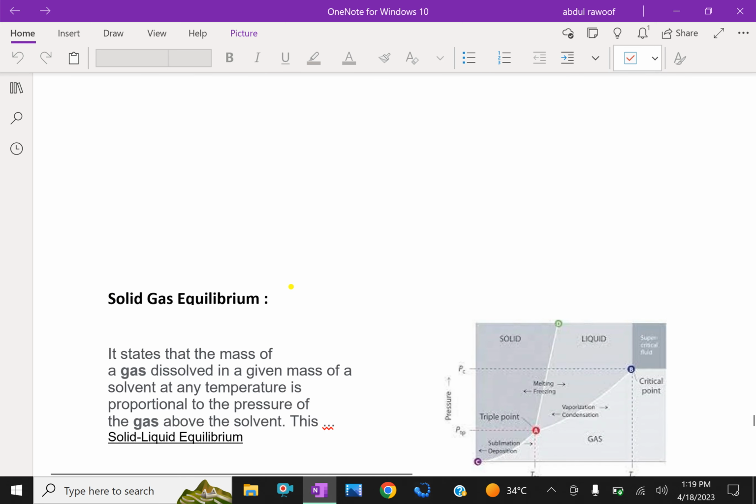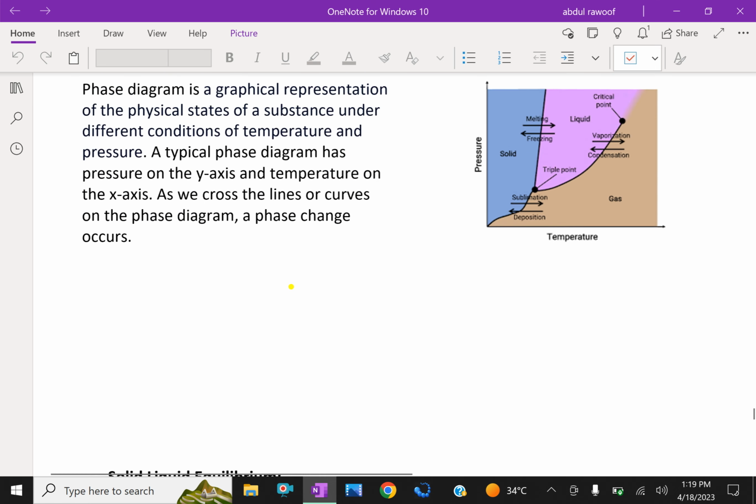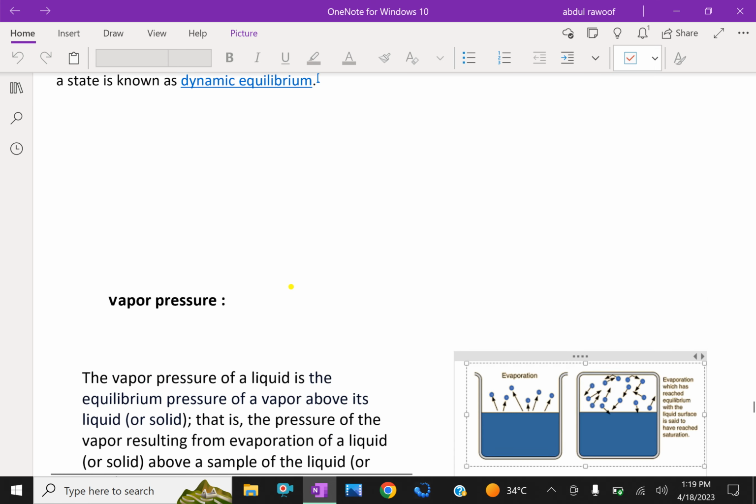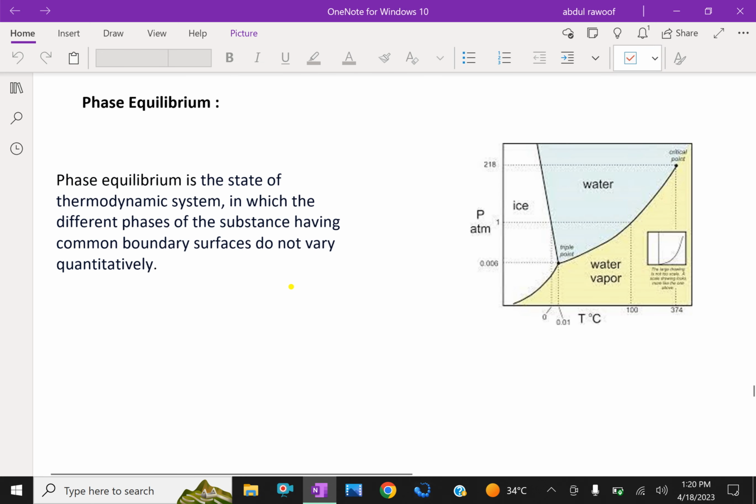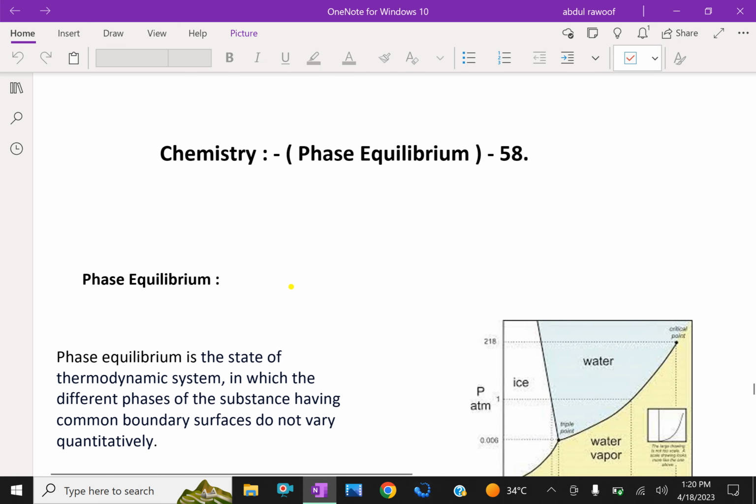So far, we discussed important topics shortly about equilibrium phases. That means phase equilibrium. We have done.